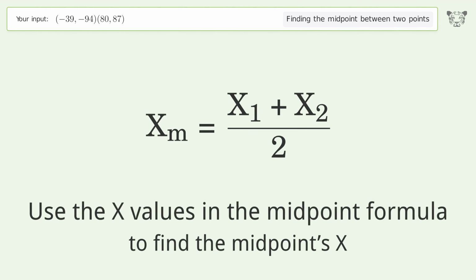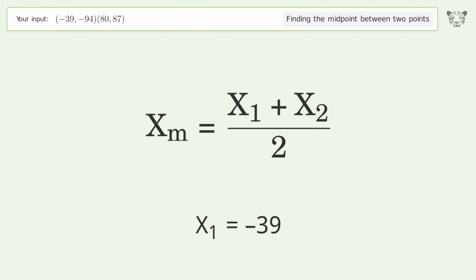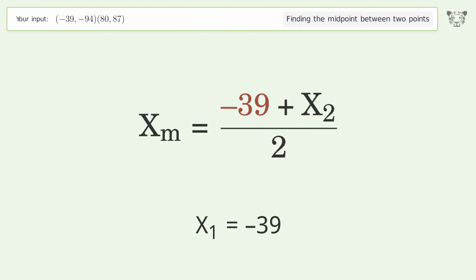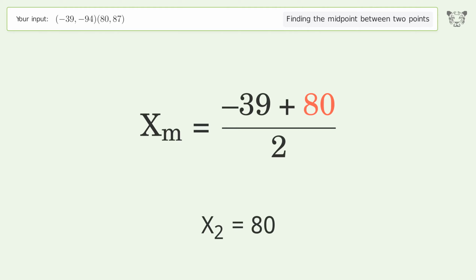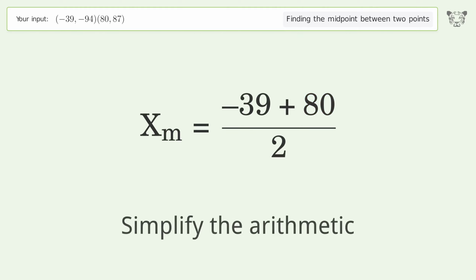Use the x values in the midpoint formula to find the midpoints x. x1 equals negative 39. x2 equals 80. Simplify the arithmetic.